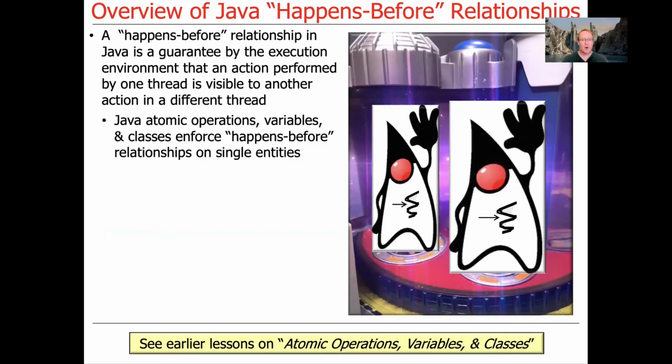Now, we've talked before about some of Java's atomic variables, things like volatile. We talked about atomic integer, we talked about compare and swap, we talked about var handles, and these are all used to properly enforce happens before relationships on single variables. So you're writing to an atomic integer, or you're writing to an atomic Boolean, or you're storing something in a volatile, and so on and so forth.